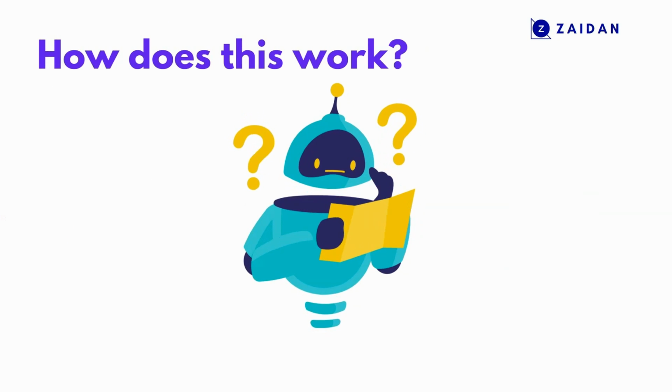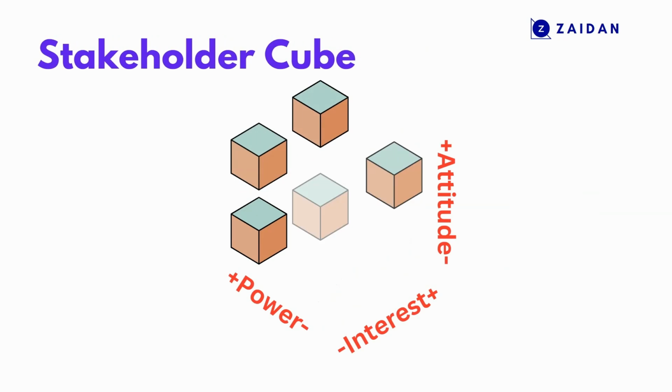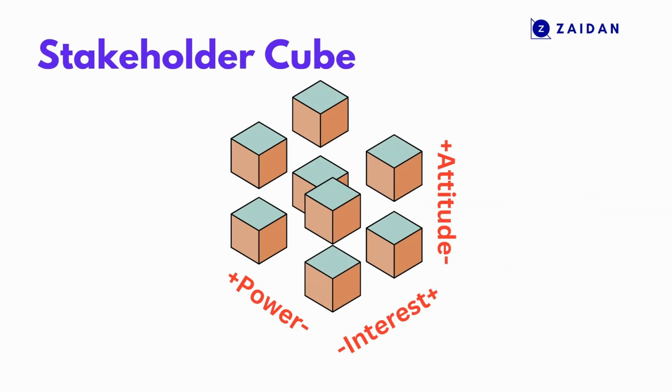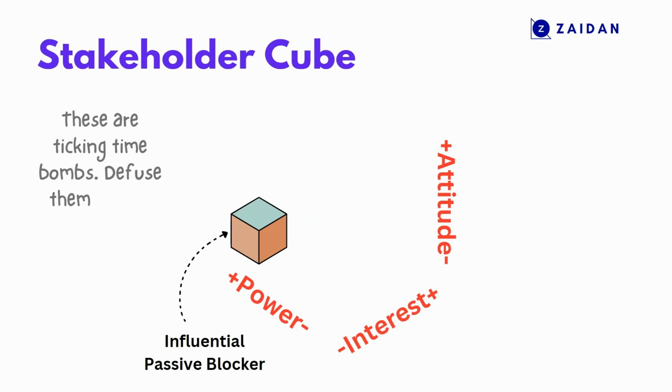So how does this work? Well, we represent the three dimensions as a cube like so. You can see the three dimensions represented by the axis. And then we start mapping the stakeholders based on the combination of factors they belong to. Let us look at the possible combinations.